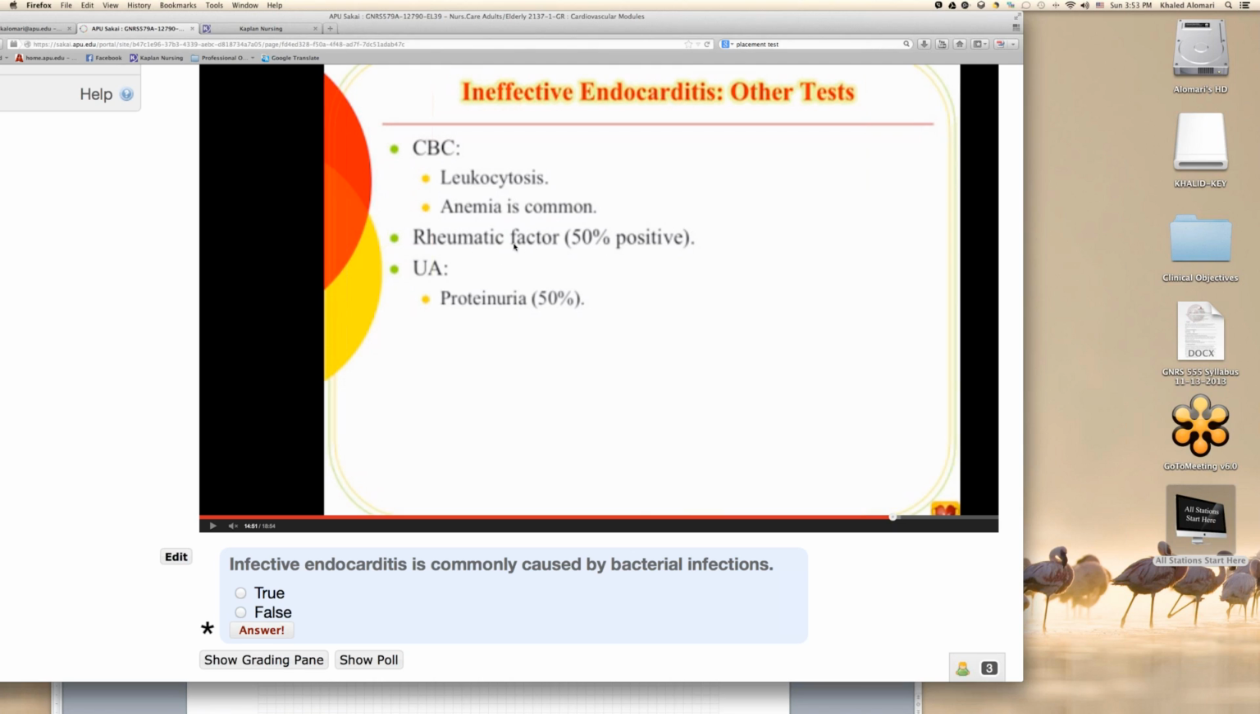And if the patient has had rheumatic fever before, a rheumatic infection, then the RF factor or RA factor is seen to be high in about 50% of the cases. So as you see, this means that 50% of the endocarditis cases are caused by a rheumatic infection that the patient had before.